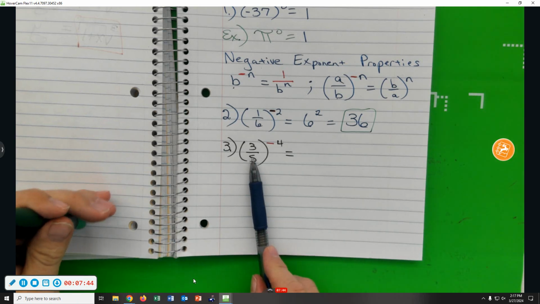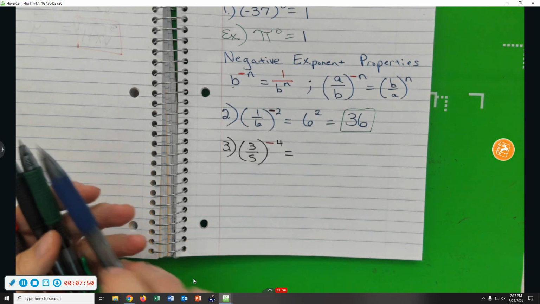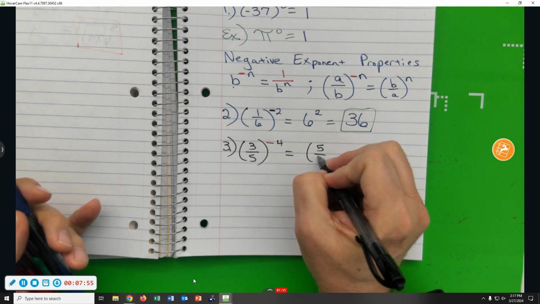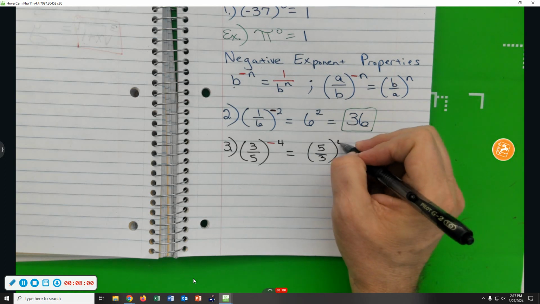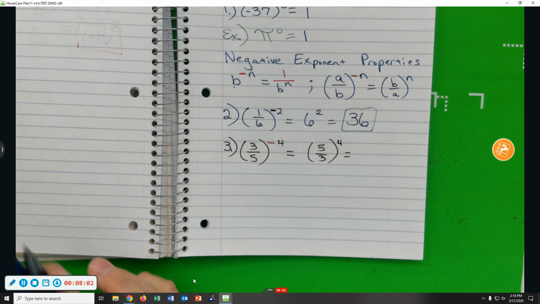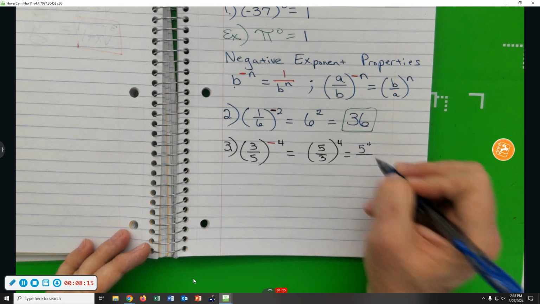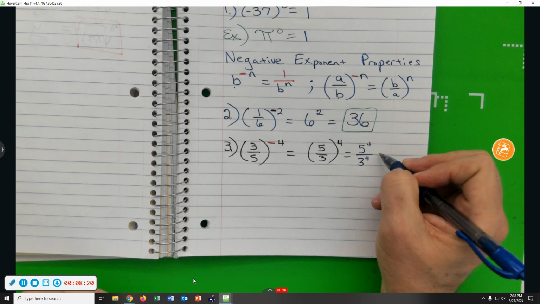Once again, it's a fraction to a negative exponent. So you take the reciprocal. Flipping 3 over 5, we're going to get 5 over 3. The negative 4 power becomes a positive 4 power. So what's 5/3 times 5/3 times 5/3 times 5/3? You have 5 4 times, so that's 5 to the 4th, all over 3 times 3 times 3 times 3, that's 3 to the 4th.